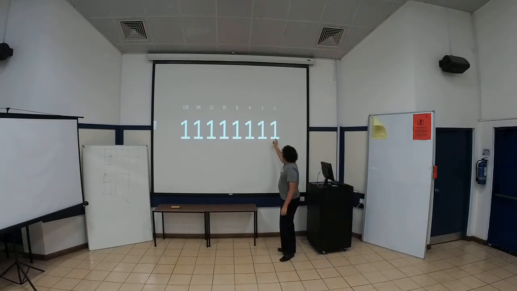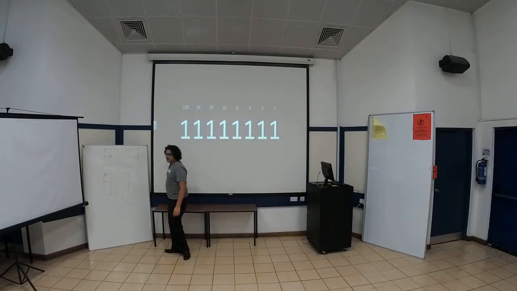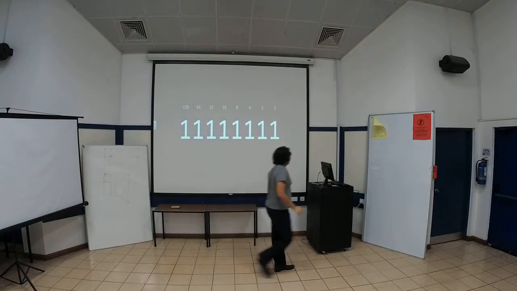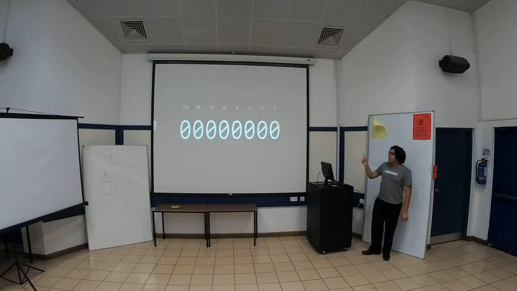This would increase by 1. So that would turn into a 1-0. The 1 would carry. That would become a 0, 0, 0, 0, 0, 0, 0. In theory, there would be a 1 here. Except we have a limited amount of space in our memory. So that 1 disappears. We wrap back around to 0. This is known as overflow.